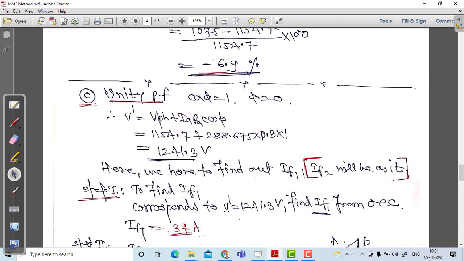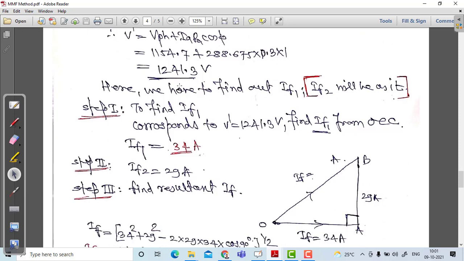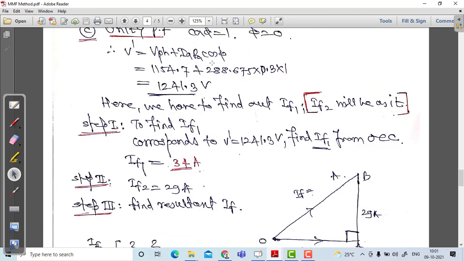Now let us see the unity power factor. For the unity power factor, cos phi is 1, and therefore we have to find out this V dash, and V dash is VPH plus IRA cos phi. And it is observed that V dash is 1241.3. So it is close to 1250.